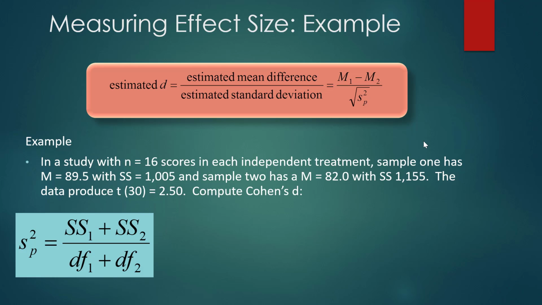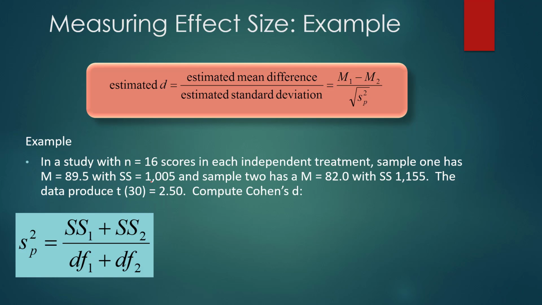So let's take a look at this example. In a study with a sample size of 16 scores in an independent treatment, sample 1 has a mean of 89.5 with a sum of squared deviations of 1,005, and sample 2 has a mean of 82 with a sum of squared deviations of 1,155. The data produce a t-score of 2.5. So we want to know what's Cohen's d for this.